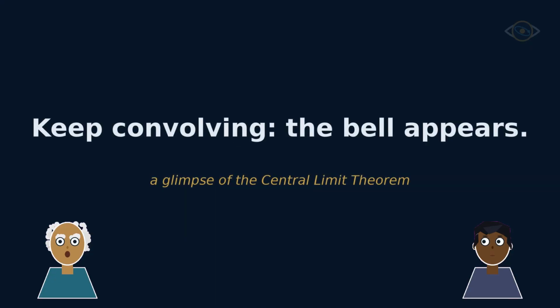Now add more and more random pieces. Convolve a distribution with itself again and again, and almost any starting shape smooths toward the same bell curve. So that's why the normal distribution is everywhere. Repeated convolution grinds every lumpy shape into the same smooth bell. The central limit theorem is convolution at work.